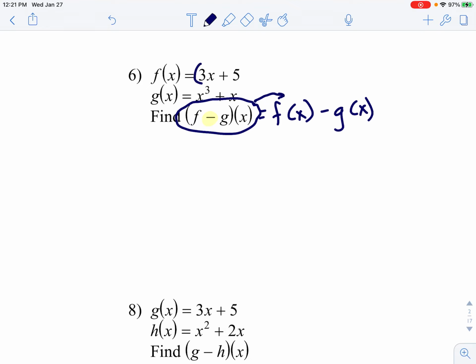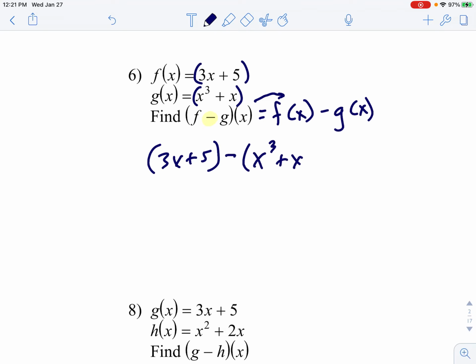So it means take the first function, 3x plus 5, minus the second function, which I kind of covered up there, the second function, x cubed plus x. Now here, when we go to rewrite this, we get 3x plus 5, but you have to distribute this negative sign and apply it to everything in those parentheses. So you get negative x cubed, negative x, right? When you distribute the negative to this positive, it turns negative again.